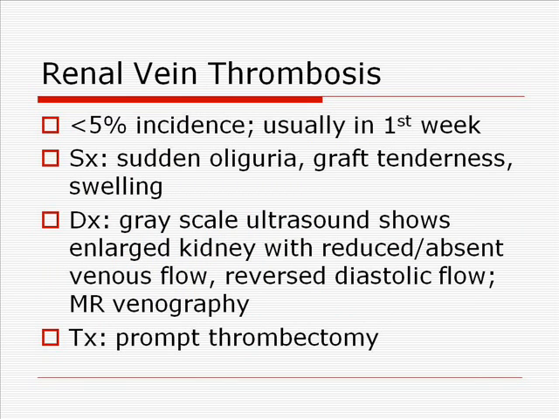Renal vein thrombosis is a relatively rare cause of transplant dysfunction, occurring less than 5% of the time. It's usually within the first week, but is a surgical emergency. Symptoms include immediate postoperative oliguria or anuria, graft tenderness, and swelling. It's usually due to extrinsic compression of the graft or kinking due to an excessively long vein or excessive graft mobility. There's a higher incidence in left lower quadrant allografts due to compression of the left common iliac vein between the sacrum and the left common iliac artery, which is called the May-Thurner or iliac vein compression syndrome.